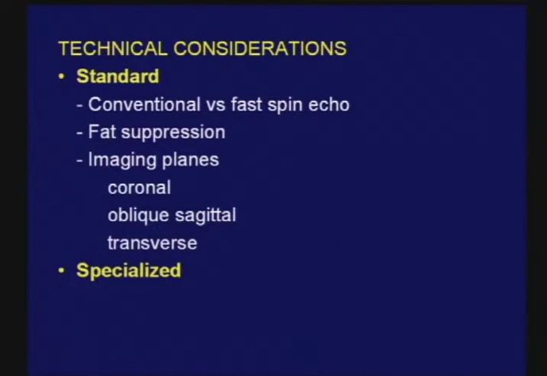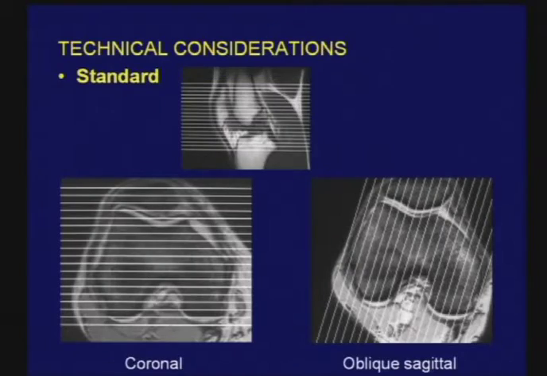We use fast spin echo as our standard technique to evaluate the knee. We rely on both fat-suppressed and non-fat suppressed images, and we image in 3 particular planes. Now, these are showing you the imaging plane, so it is a transverse plane, and then we get a true coronal, and then a slightly oblique sagittal, which is more parallel to the anterior cruciate ligament.